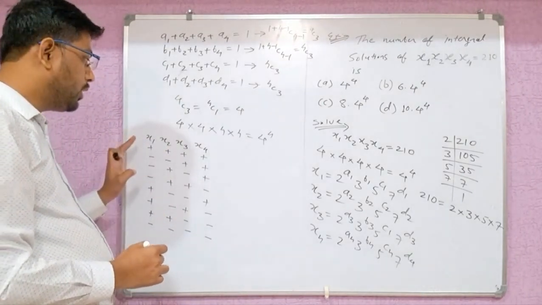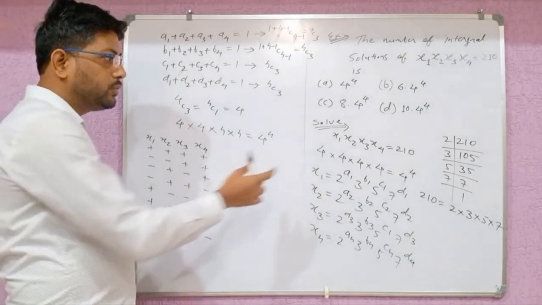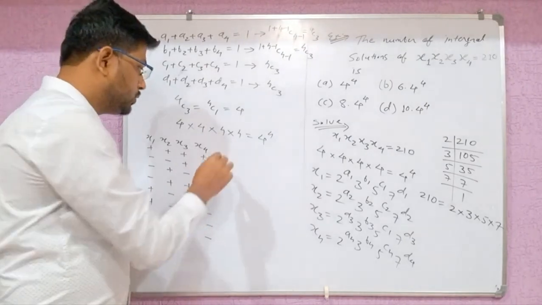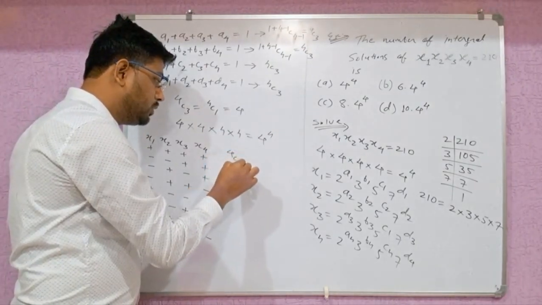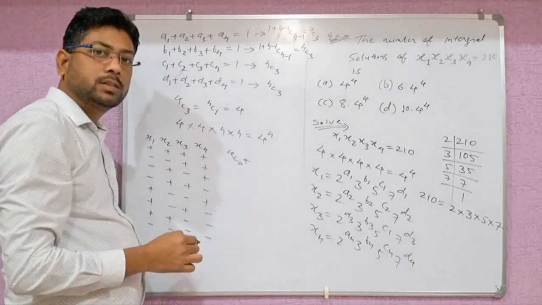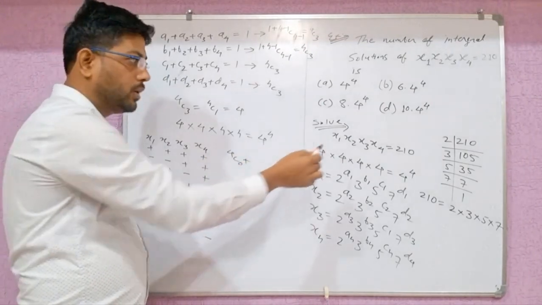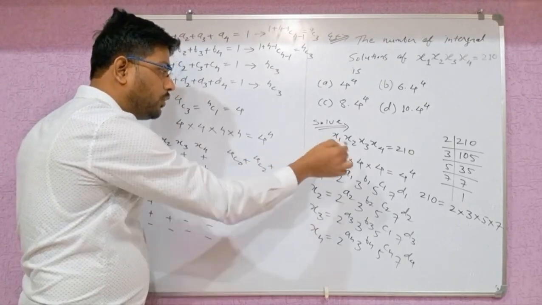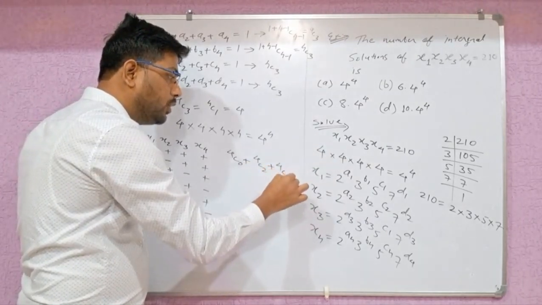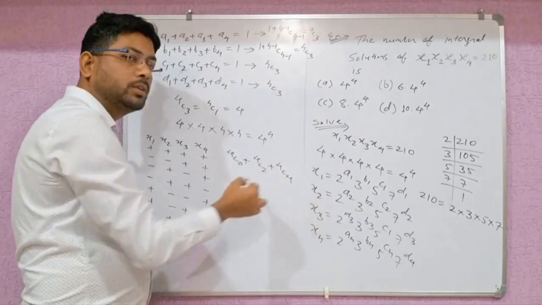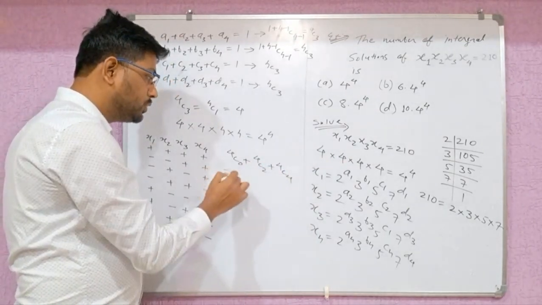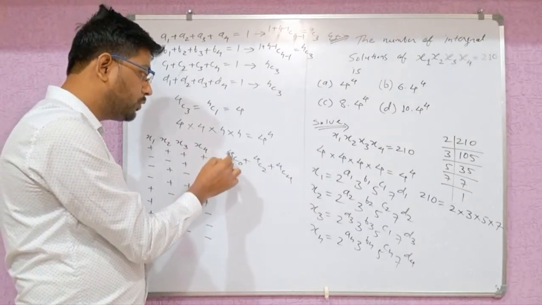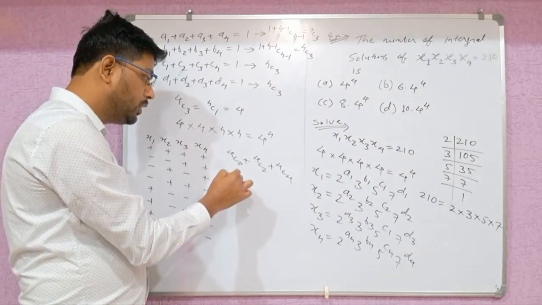How can we find this? Out of these 4, no number is negative, so 4C0, one case is this. Or any 2 are negative, so 4C2. Or all 4 are negative, that means 4C4. So 4C0 means no numbers are negative, all positive. That will be 1, nothing but this case.